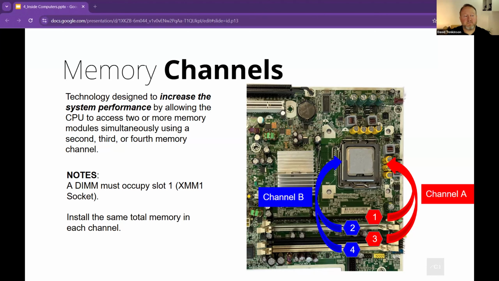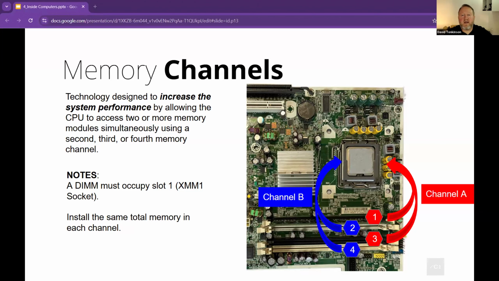Do they have to match? No. I would recommend you match the channel memories. So all channel A should have the same memory and all channel B should have the same memory. When we talk about that, we talk about speed, size, and everything else. So in theory, all channel B and all channel A do not have to match. I can put different chips in channel B than I put in channel A.